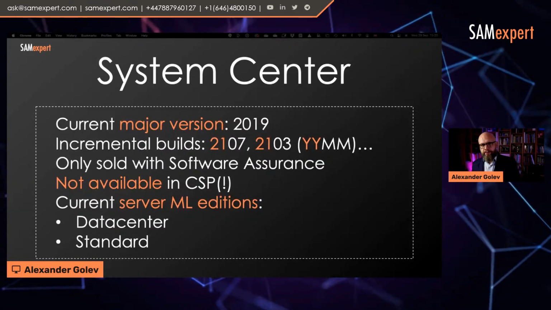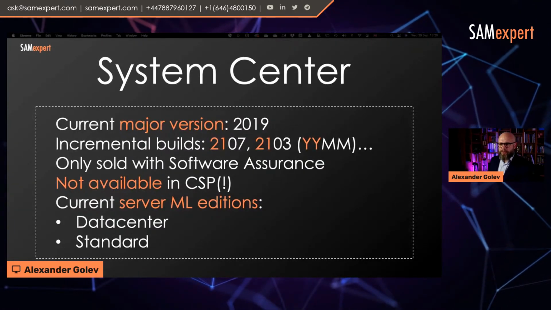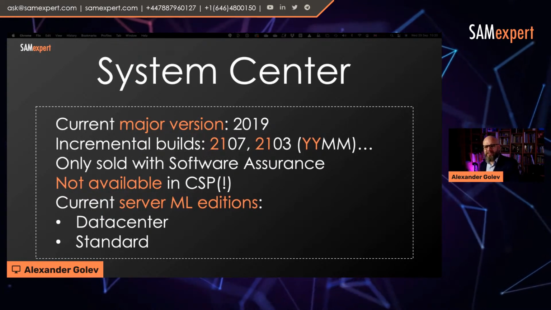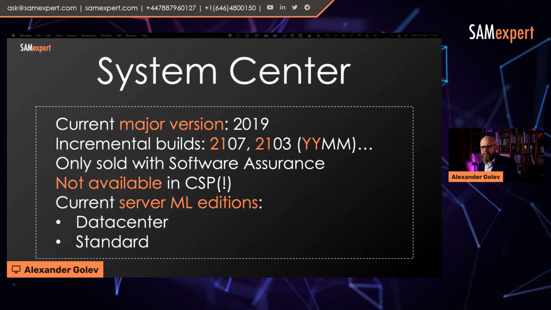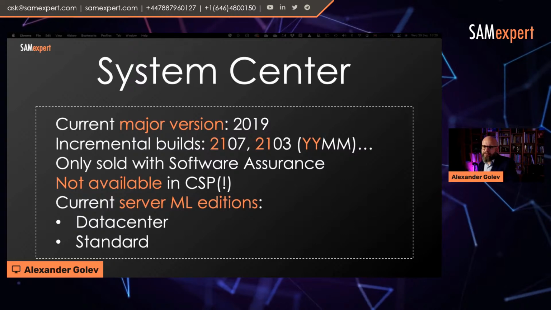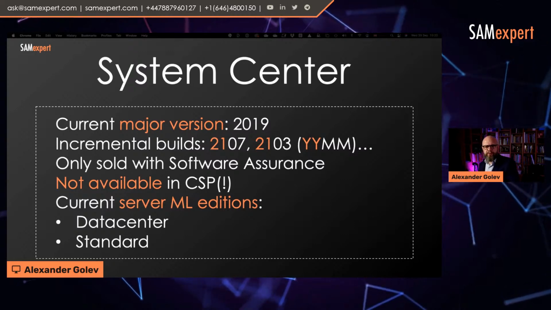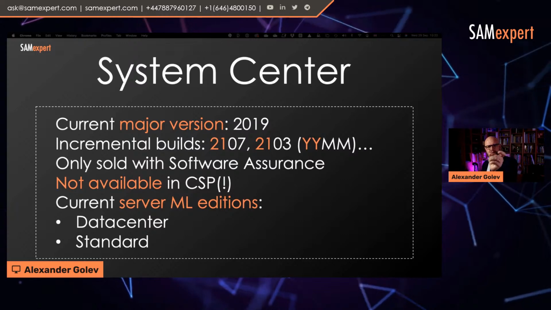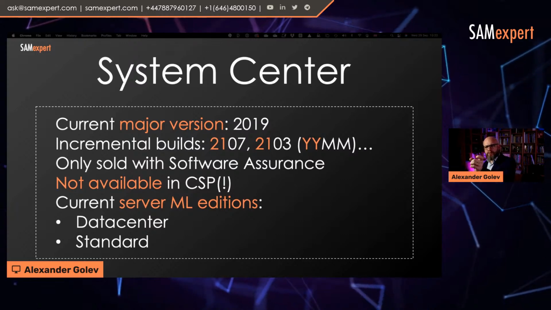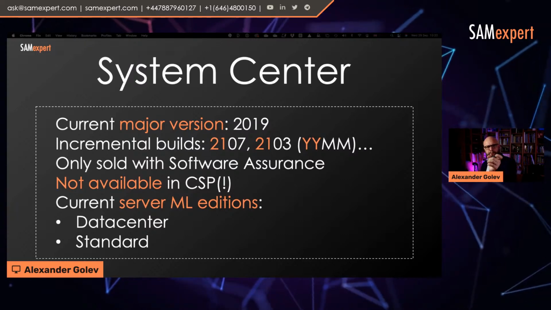Current major version, and the reason I say major is there are incremental builds or semi-annual builds. They're named differently. Are they semi-annual? If you look at the numbers, each number of the incremental build consists of the year and the month. So 2107, 2103, that just means like 2021 March.